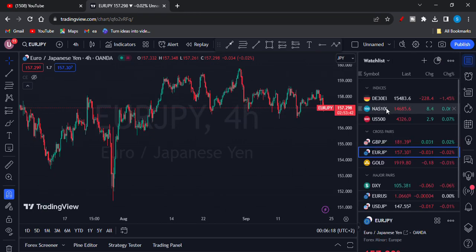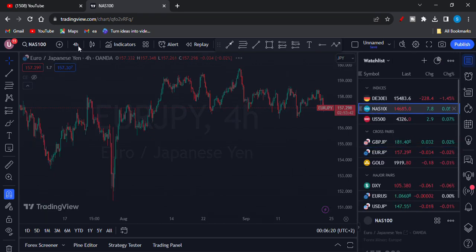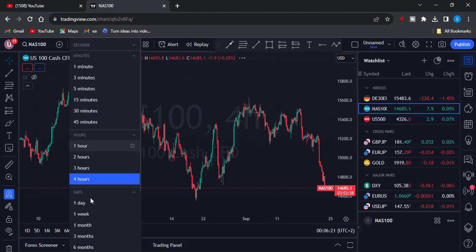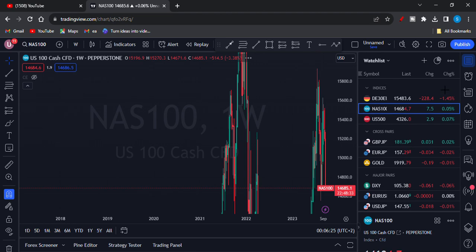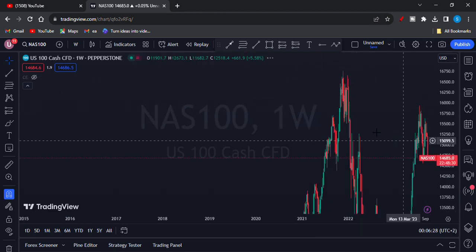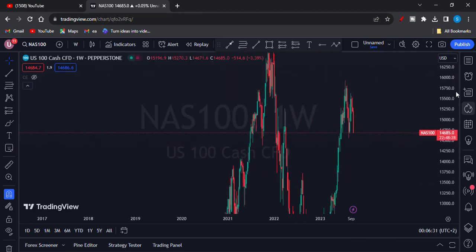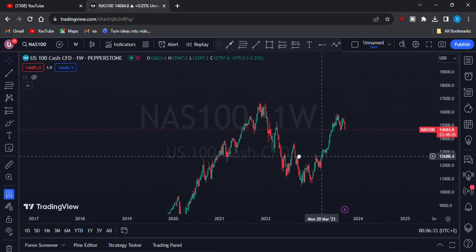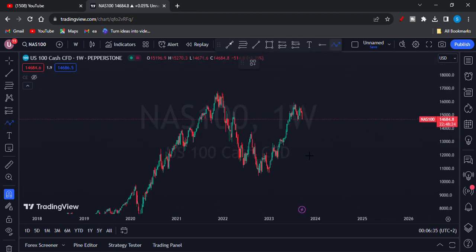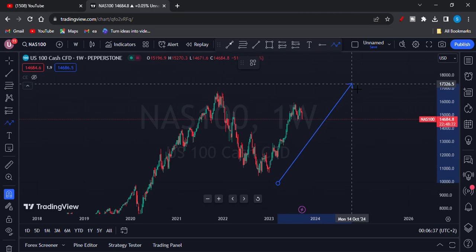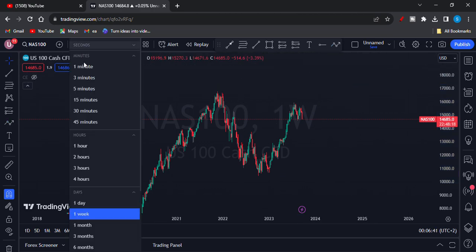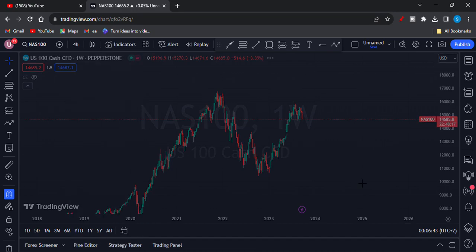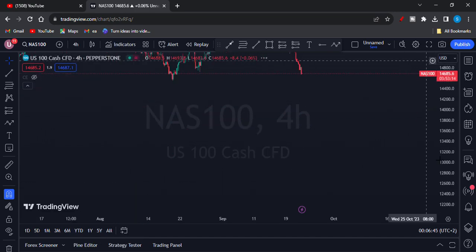So let's start by analyzing Nasdaq. On a weekly, let me just do this and drag this up to here. Okay, so on a weekly we are on an uptrend, and then let's go to our 4 hour.